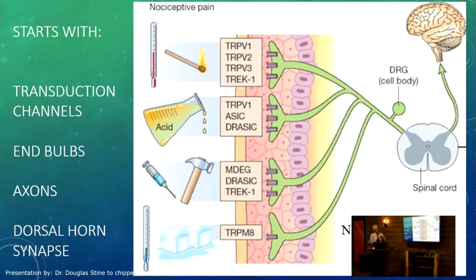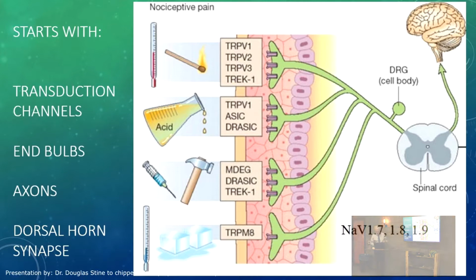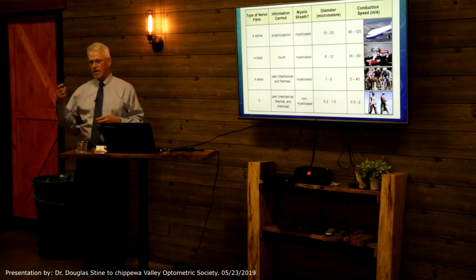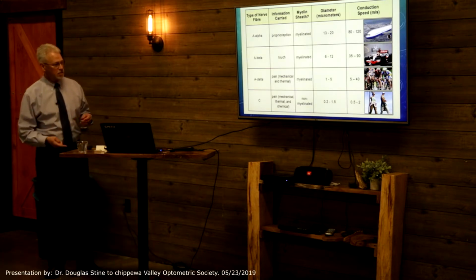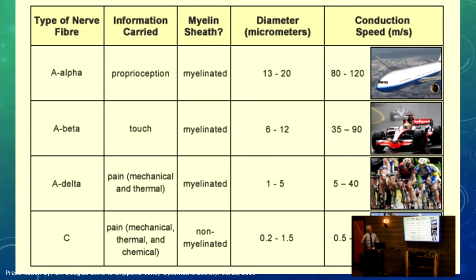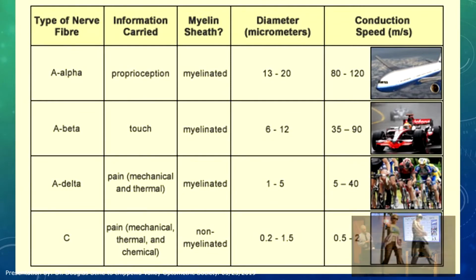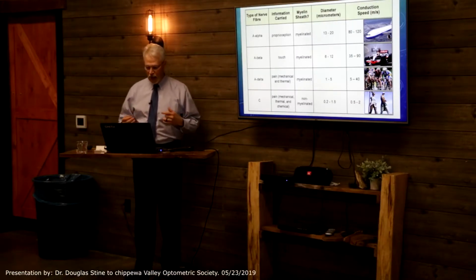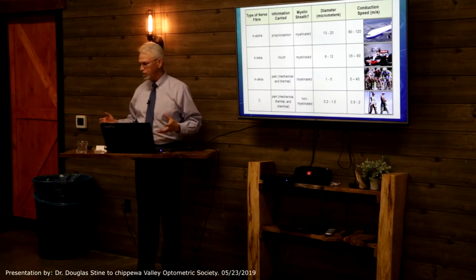The transduction channels cause the end bulb to depolarize, which sends the message along the axons to the spinothalamic tract. The axons come in 2 versions, myelinated and non-myelinated. The myelinated are the A's. The C axon, there's only one of them. The myelinated come in 3 versions: A alpha, beta, and delta. Alpha and beta axons send information regarding proprioception and touch, and the A delta sends mechanical and thermal pain. The C fibers, which are unmyelinated and much, much slower, send the signal of all 3 of the nociceptors.